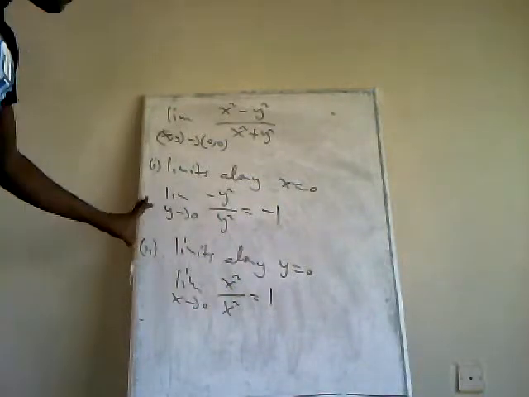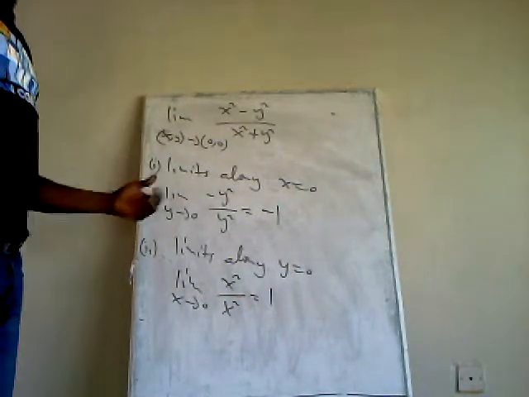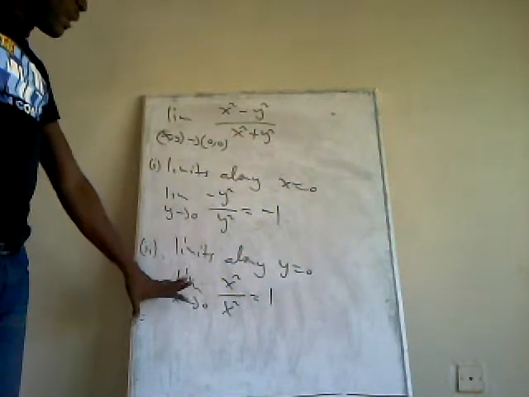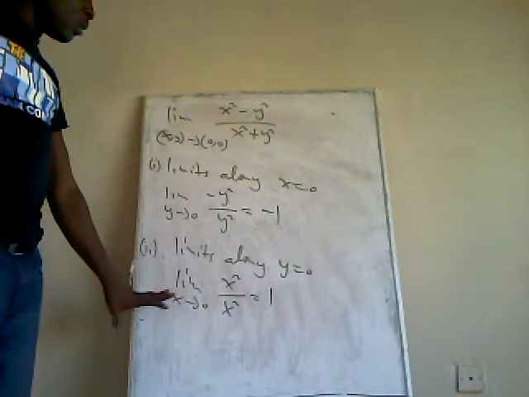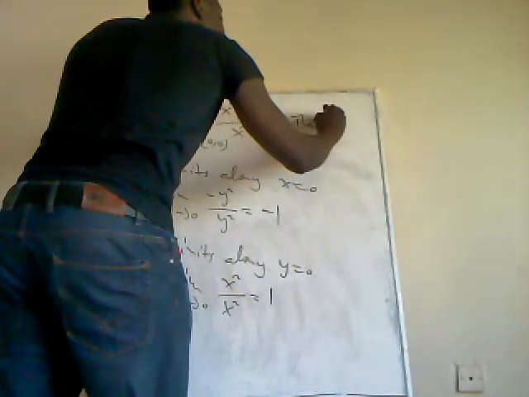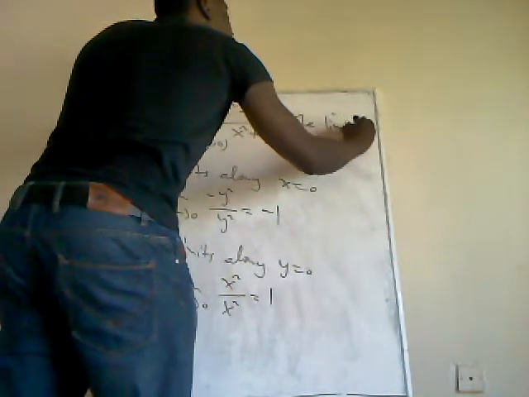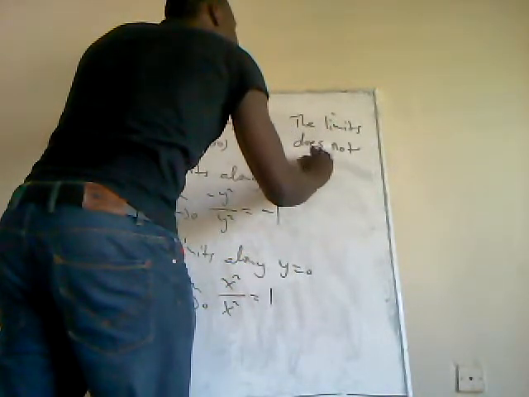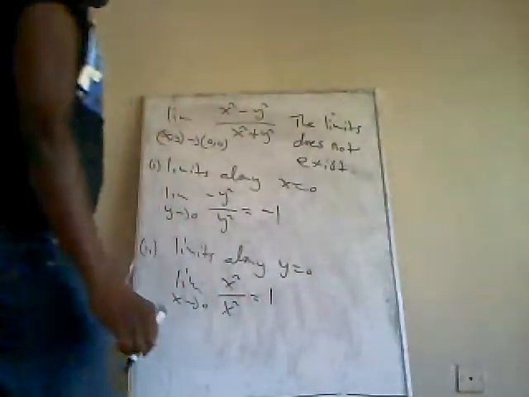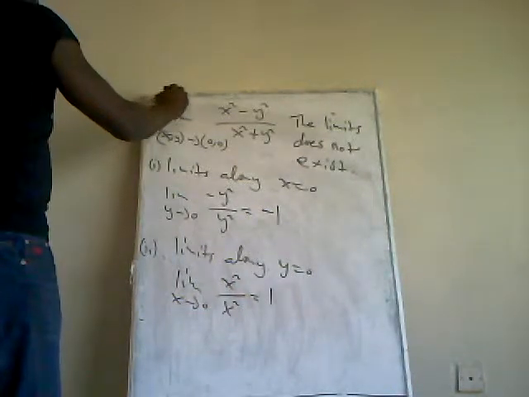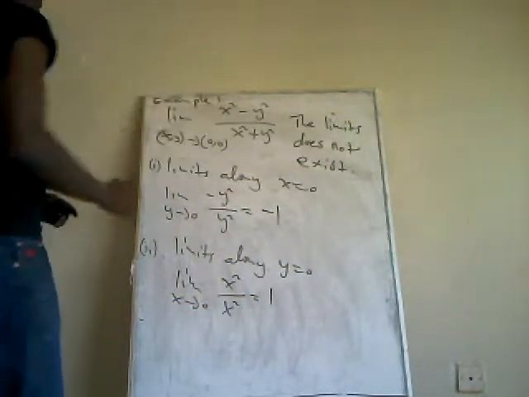So I conclude the limit does not exist, because if it were to exist, then it must be equal along all the lines that pass through 0, 0. But in this case, it's not happening. So we claim that clearly the limit does not exist. Okay, the limit does not exist. This is example 1. Nice one. We'll take another example.